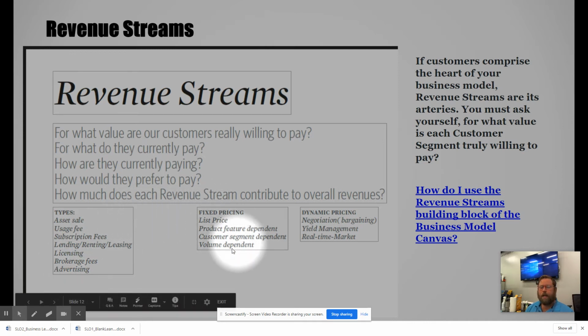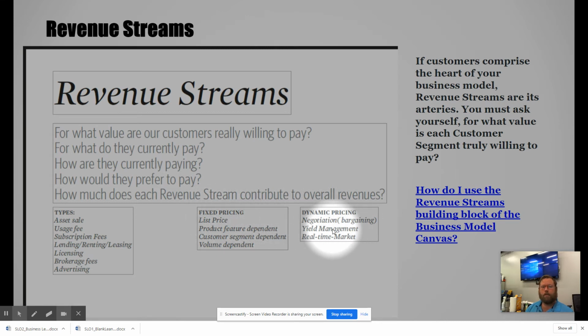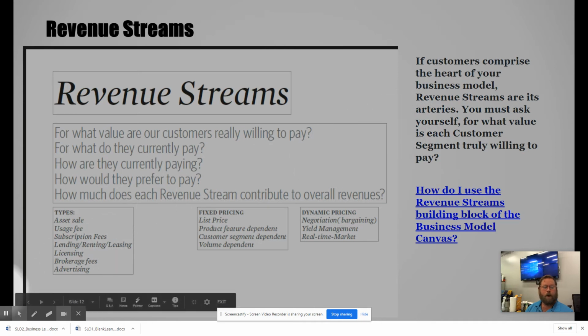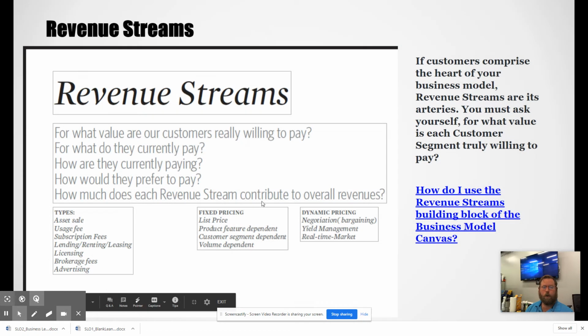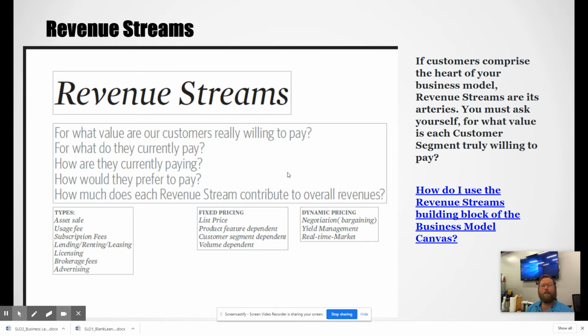How do we price things? Is it fixed? Is it just set? Is it dynamic? Is it able to move? So, the revenue streams are the arteries of the system, and they are super, super critical in developing what we need and growing as a business. If we're not making money, y'all, we ain't living. And 80% of startups fail their first year.